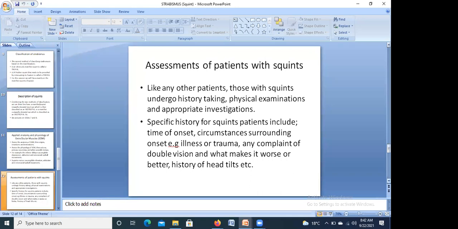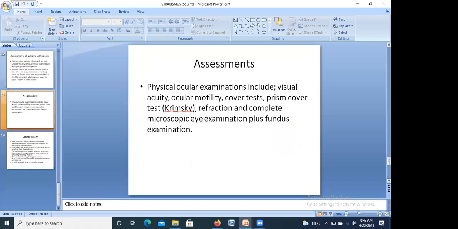So ask whether they have double vision, and what makes it worse: is it when they look towards the right, towards the left, or upwards? And also if they have changes in the position of the head, do they have head tilts? So those are important histories to take.